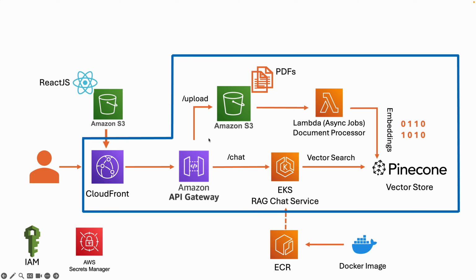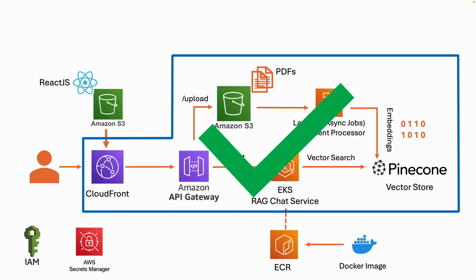Now, if we look back into our architecture, we will notice that the entire pipeline, that is the document ingestion pipeline plus the chat pipeline, both have been implemented. So let's test the flow end to end.